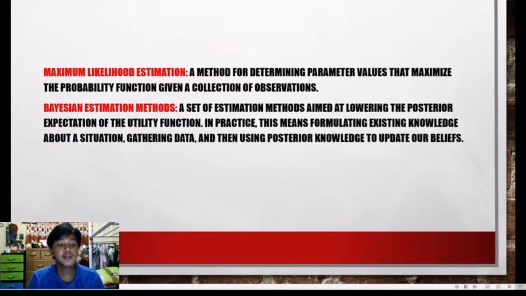Third is maximum likelihood estimation, a method for determining parameter values that maximize the likelihood function given a collection of observations. The next is Bayesian estimation methods, a set of estimation methods aimed at lowering the posterior expectation of the utility function. In practice, this means formulating existing knowledge about the situation, gathering data, and then using posterior knowledge to update our beliefs.